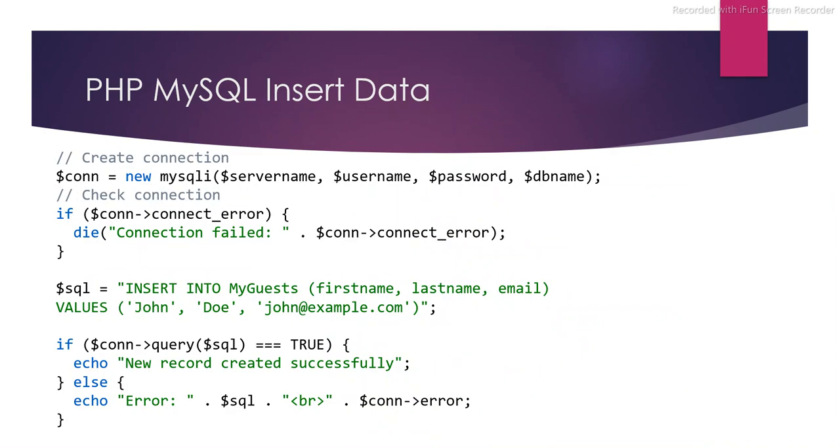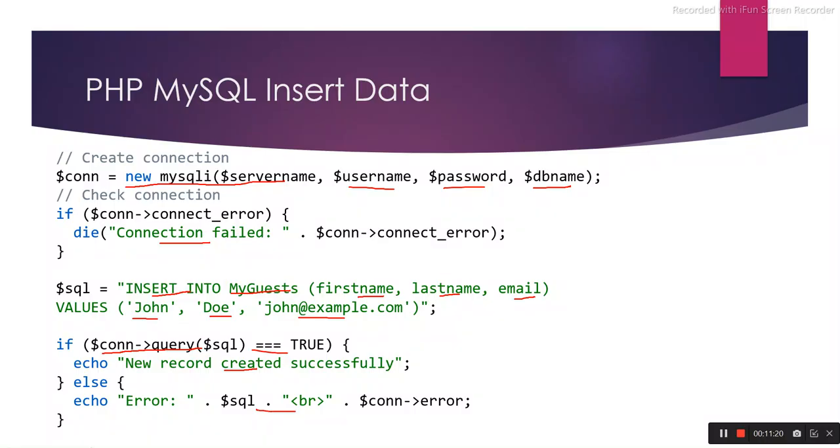Now once it is done, I am going to insert the data into the table. As usual, you can create the connection with server name, username, password and database name. Now check the connection is created. Once it is created, then you can give the query insert into the table name, then give the column names: first name, last name, email ID. I am going to insert only the first name, last name, email ID. I am not going to insert the IDs. That is your wish. If you want, you can insert. Values: first name, last name and then email ID. Then I am executing the query here, connection query of SQL. If it is true, then you can print the message like the new record is created successfully, else give an error. And then you close the connection at the last.